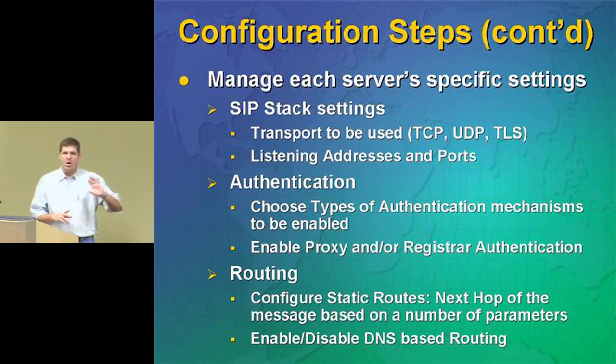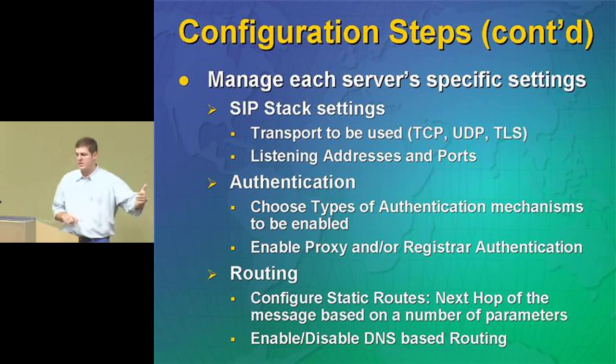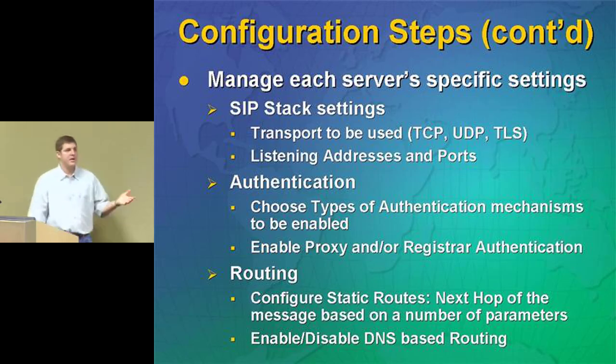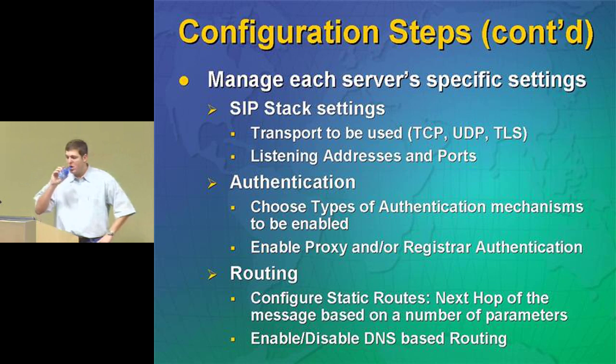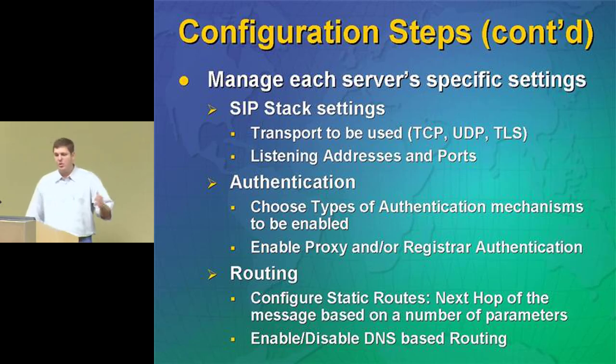You can say that all of the traffic coming to and from the server needs to be encrypted. Let's use TLS. You can set the listening addresses and ports. These are set by default for you with the standard SIP ports, which are 5060, 5061, but you can go in there and tweak that. You can choose the authentication type that matches your deployment, and you can configure any static routes.